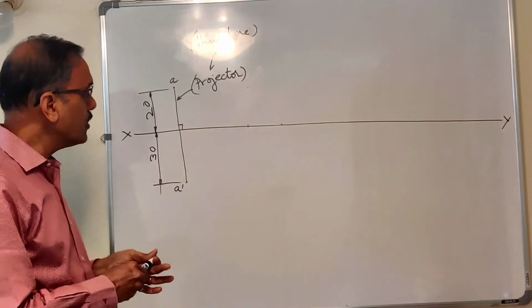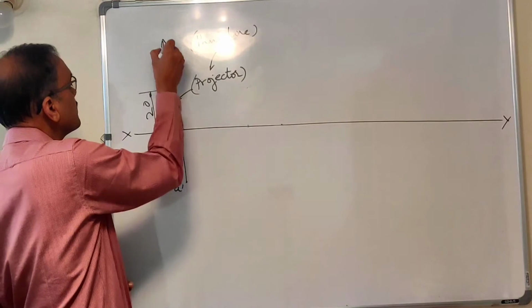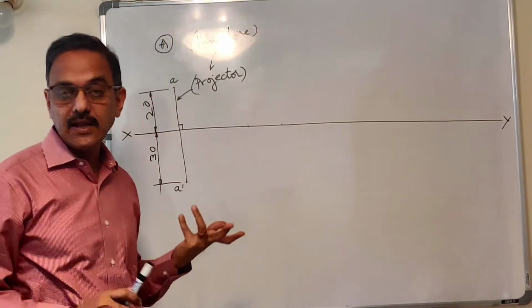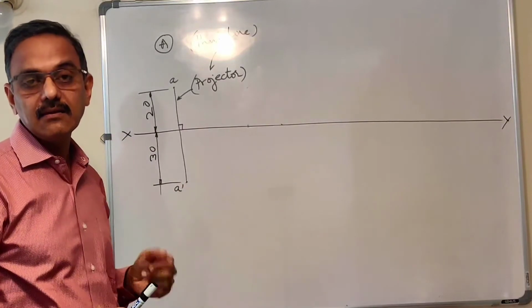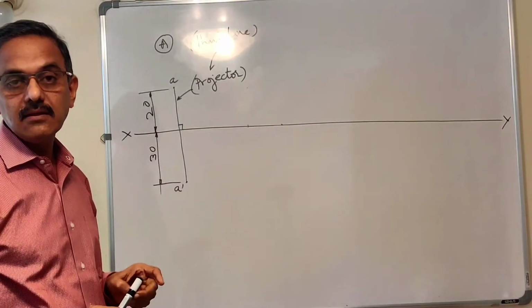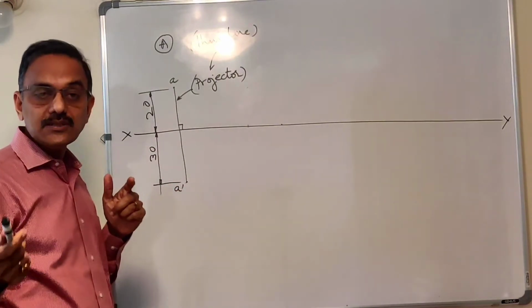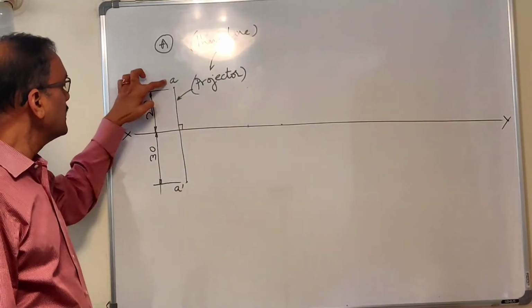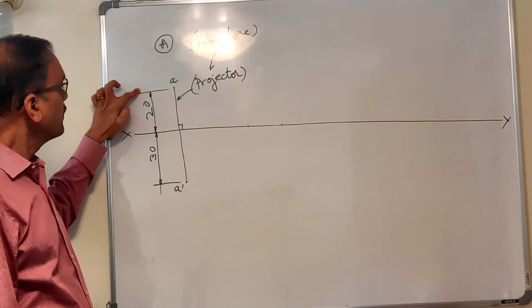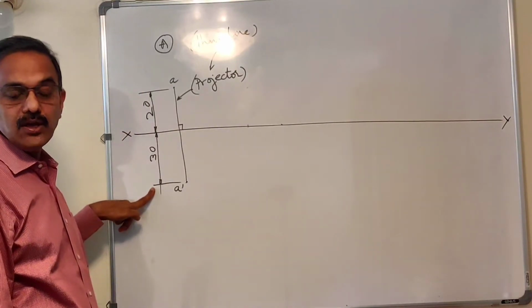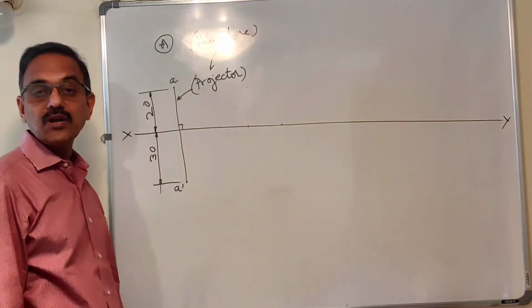I am talking about the actual point A in space. So don't say point A dash. You don't have point A dash. There is only a point A, capital A. So what is the position of the point in space? Point A is 20 mm behind VP and 30 mm below HP. So that is the position of the point in space.